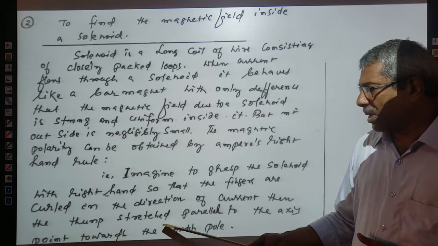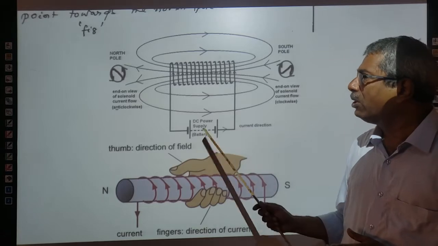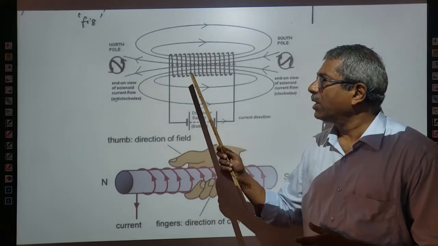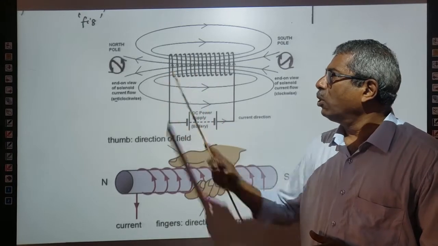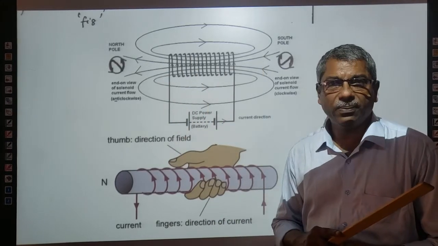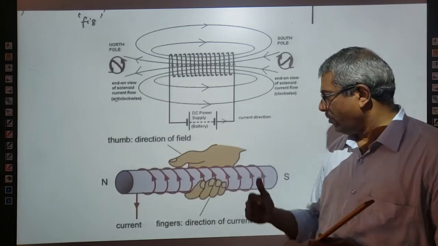So here, this figure shows a solenoid when current flows through it. It is just like a bar magnet only. These are lines of force. One end is north and the other end is south. Right? How can we know which part is north and which part is south?